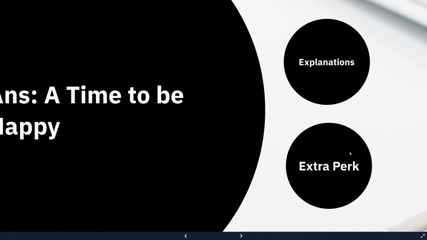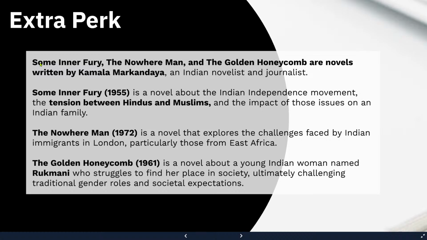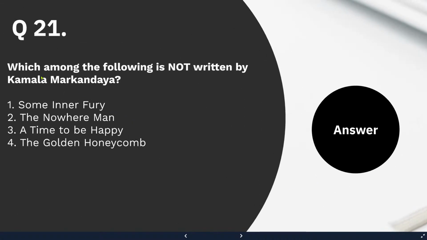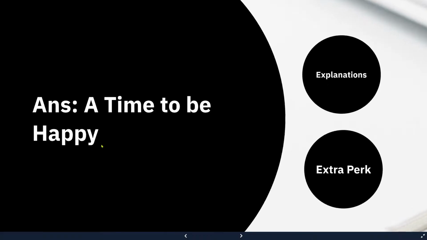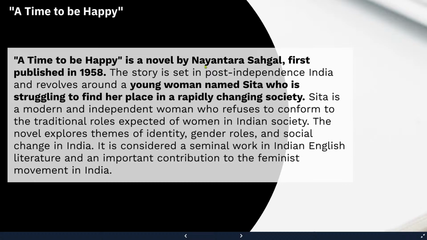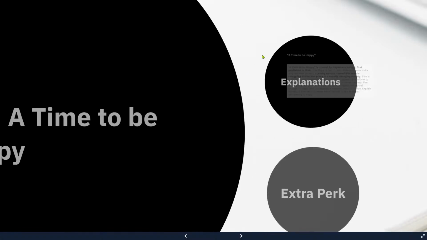So we have an extra perk for it. Remember what we have discussed before. The question was, which among the following is not written by Kamala Markandeya? So the answer was A Time to Be Happy, which is written by Nayantara Sahgal, which was published in 1951, and it was about a woman named Sita who struggles to find her place in the changing society.